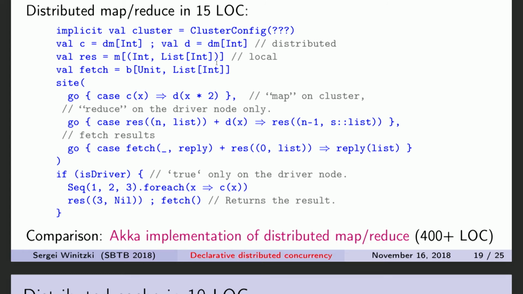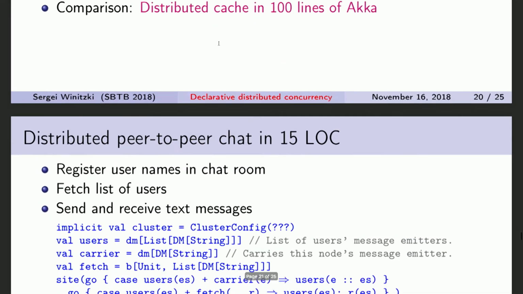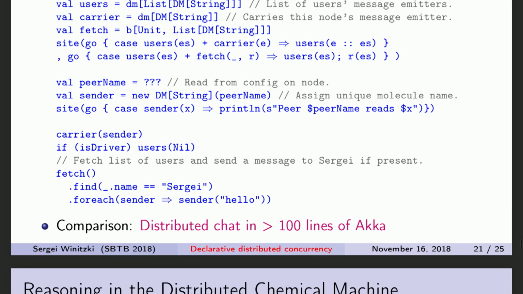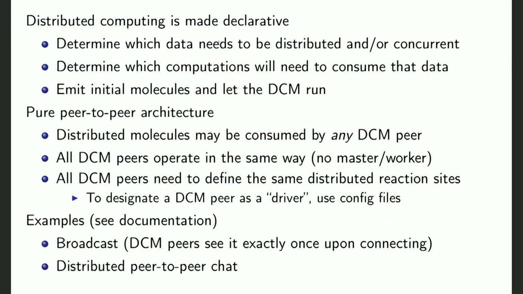There are details that I'm not going to be able to explain in the limited time, but one important thing, yeah, distributed cache, 10 lines of code. Distributed peer-to-peer chat, 15 lines of code. Akka code is longer. The main interesting thing about this concept is that every peer operates in the same way. It's as if you have this chemical reactor that is just distributed between different plants, and they all exchange the soup, the solution, with each other. They exchange the solution in a random way. So whoever is free to start processing will just grab some molecules, do the processing, put the molecules back into the cluster, and then grab some other molecule, do the processing, put it back. There is no master, worker, driver, nothing. Everything is completely symmetric.